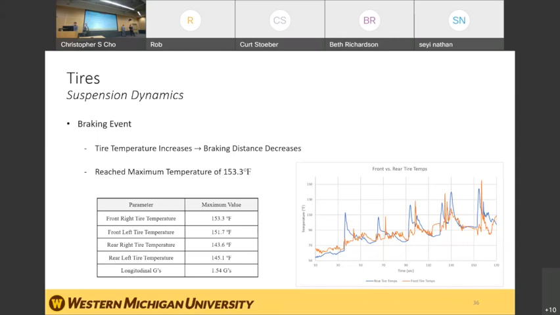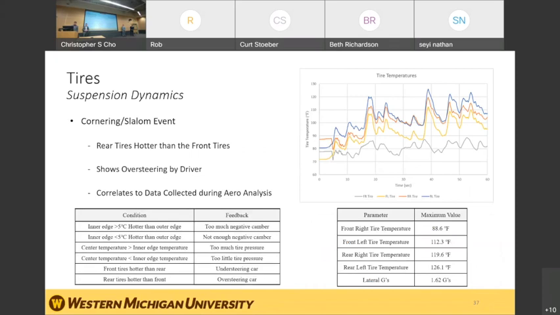Same result as the brake rotors had. We reached a maximum temperature of 153 degrees Fahrenheit, slightly above the operating temperature of the tire. This data will be very useful for future tuning of the suspension, as well as monitoring tire usage during competitions.